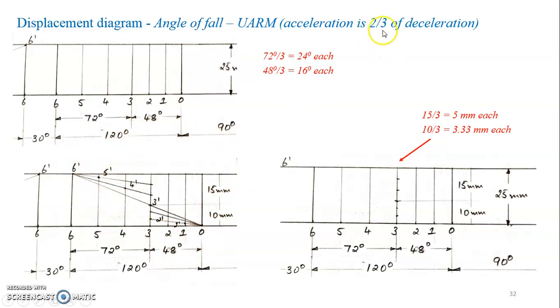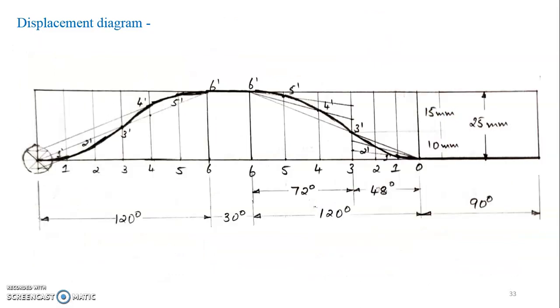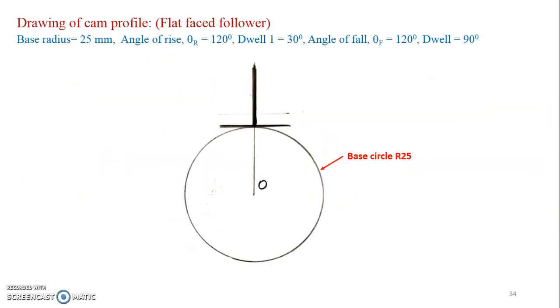So you add this ratio, and that is where you get it. Alright. So next you complete the displacement diagram. Once I get that, I'll then go to draw the cam profile. So it's a flat face follower. Base radius we know is 25 mm. So I'm going to draw that circle.